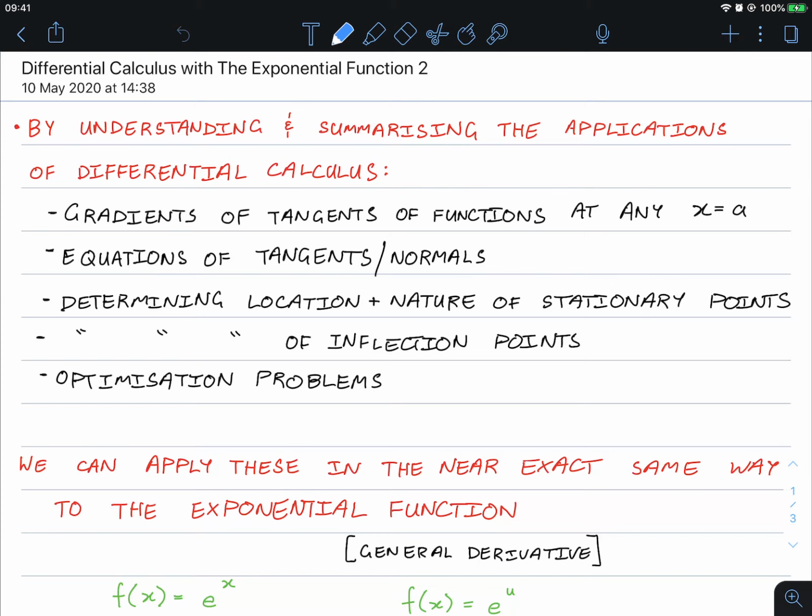Hello class, this is a video tutorial on differential calculus with the exponential function, part 2. In this video you're going to see how we can continue to use the same principles and applications of differential calculus to the exponential function.